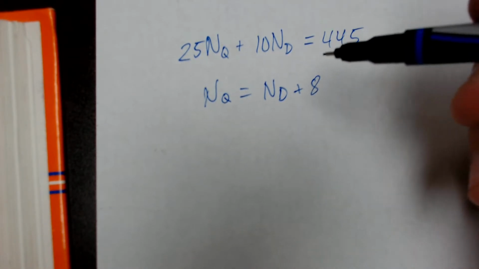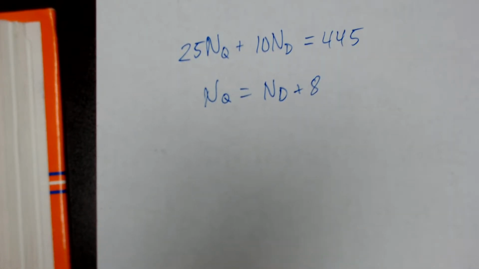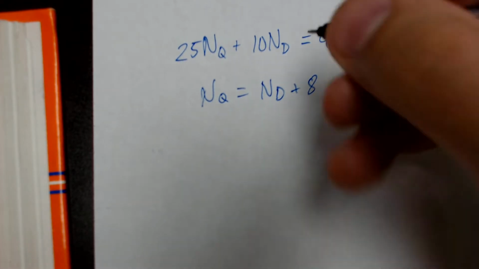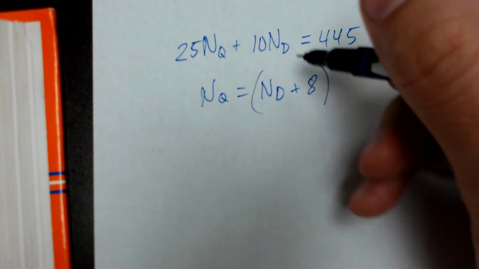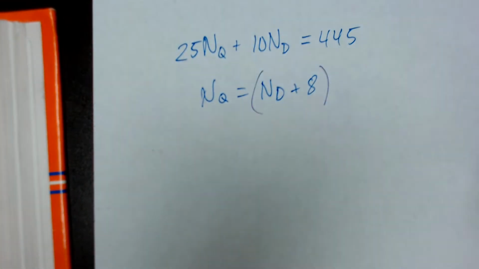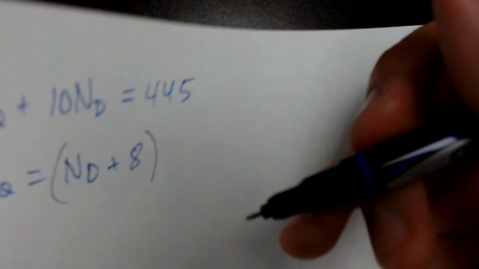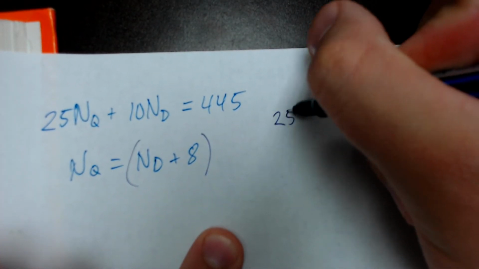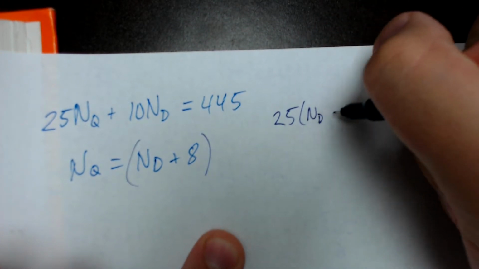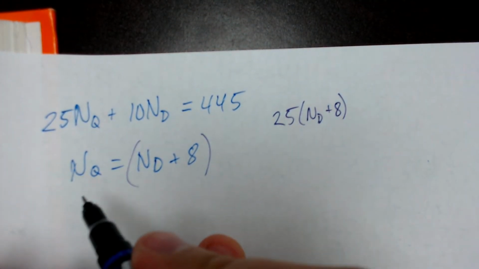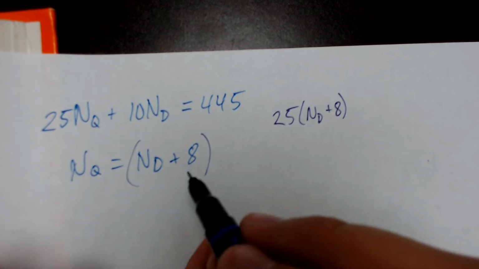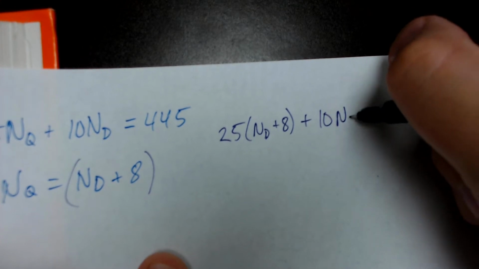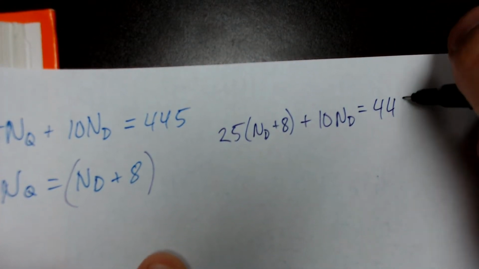From here, I can start using substitution and elimination. Thankfully, this bottom equation is already solved for number of quarters. So I can go straight into substitution. I can substitute N sub Q with N sub D plus 8. So I'll put that into that equation and write that over here off to the side. 25 times N sub D plus 8, which is equal to quarters, right? So I'm writing this instead of N sub Q. Then I add 10 times the number of dimes, equals 445.